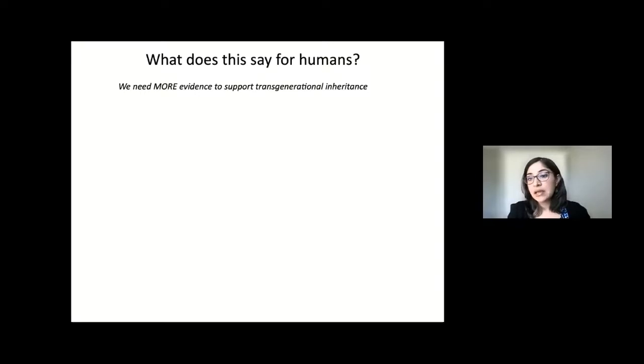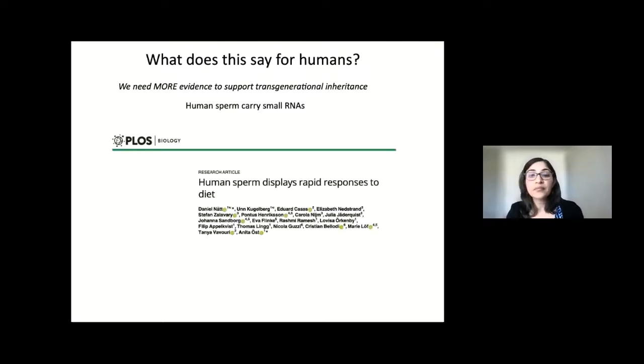So I think that's where I said we are still just starting to understand this in a model system. Humans are much more complicated. So we definitely need more evidence to support this happens. There is some data that it could be. For instance, human sperm carry similar small RNAs that we see in mouse sperm. And there was a recent study which showed that human sperm display rapid responses to diet.